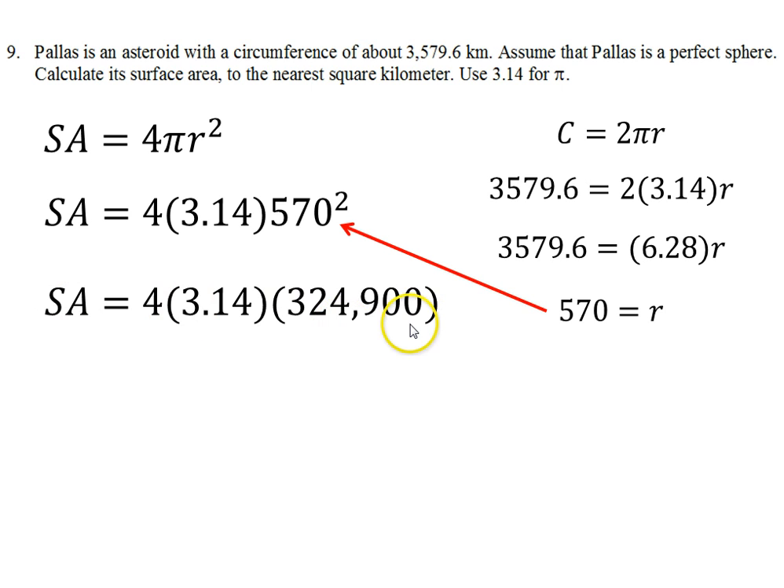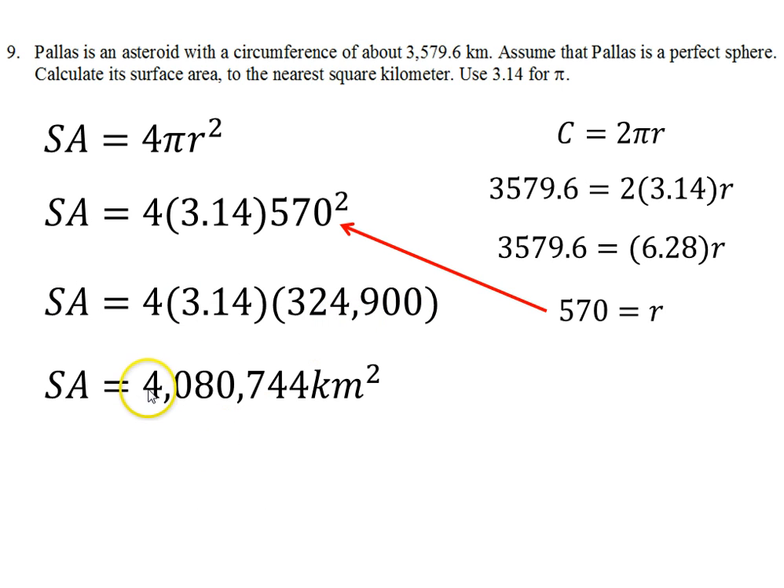So I'm going to multiply these things together to find that surface area. And that surface area is going to be 4,080,744 kilometers squared. There's your surface area. And notice it's in kilometers squared because area is units squared. This is our answer right here. That's how big that asteroid is. It's pretty big. Pretty big asteroid.